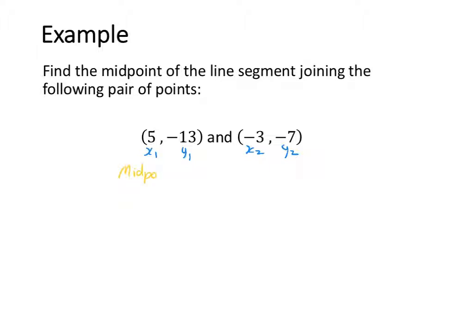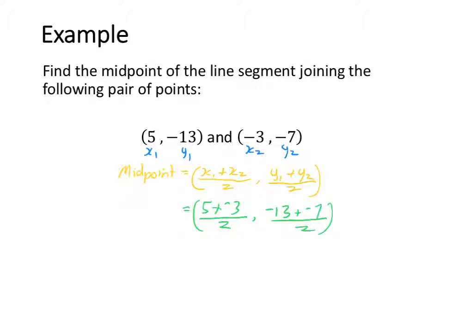So the midpoint is going to equal x1 plus x2 over 2, y1 plus y2 divided by 2. The third step is going to be substitute in my values into the formula. So substituting in the values, it's going to be 5 plus -3 divided by 2 and -13 plus -7 divided by 2. And my last step is to go ahead and solve.